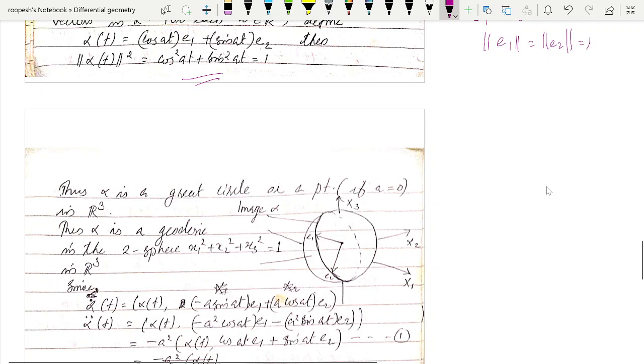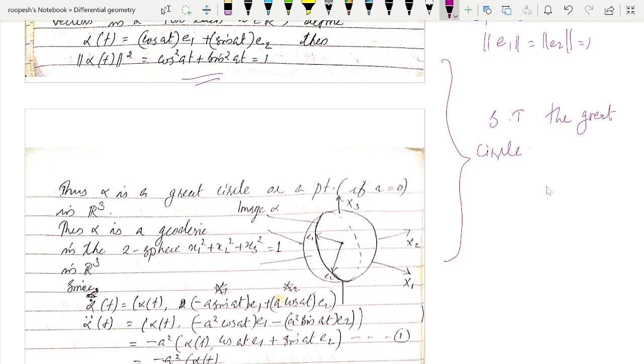Thus, alpha is a great circle or a point if A equals 0 in R3. Thus, alpha is a geodesic in a two-sphere. This entire problem can be asked like this: show that the great circle is a geodesic.